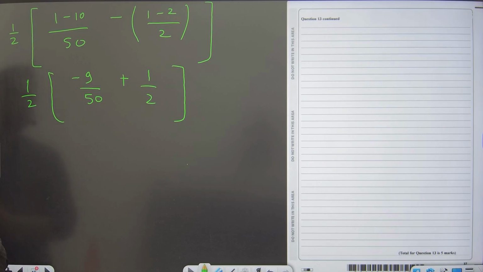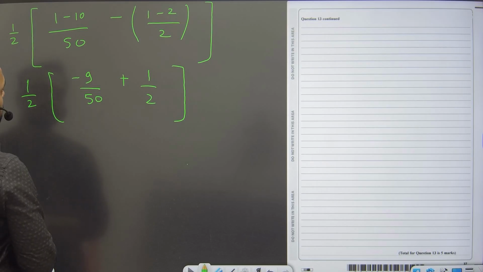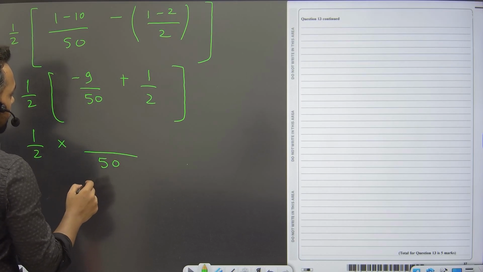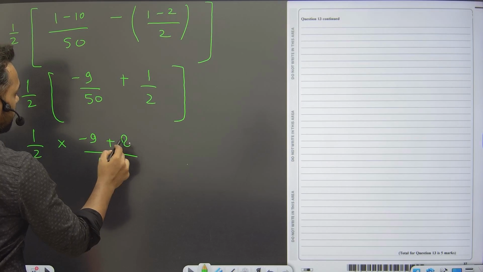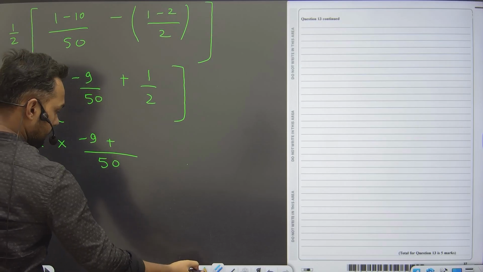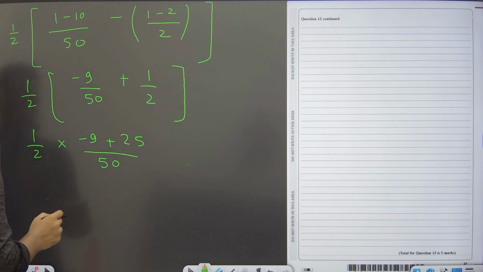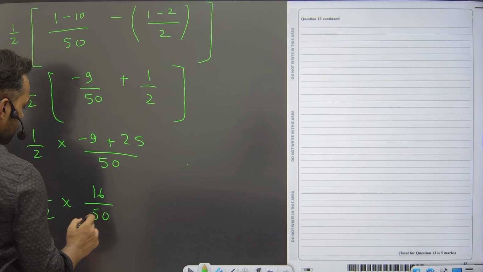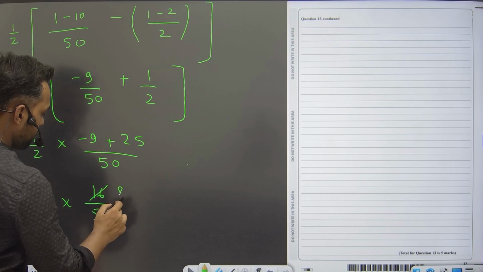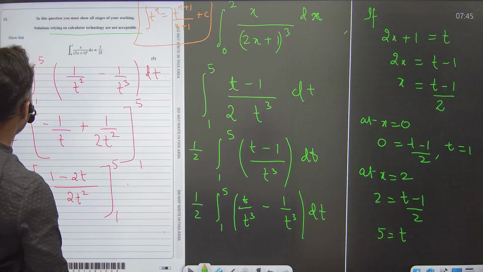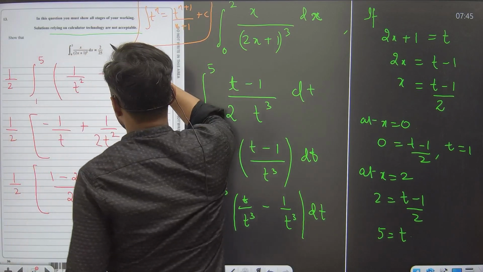So 1 by 2 cross of 50 is taken as the LCM part. So minus 9 plus 25, sorry, plus 25. So what you will get here is 1 by 2 cross of 16 by 50. Okay, 2 eights are 16, 2 fours are 8, 2 twenty-fives are 50, so 4 by 25 we are getting. Okay, the solution is 2 by 25.